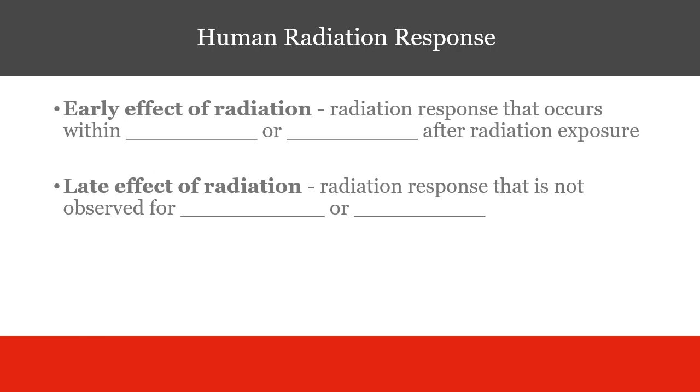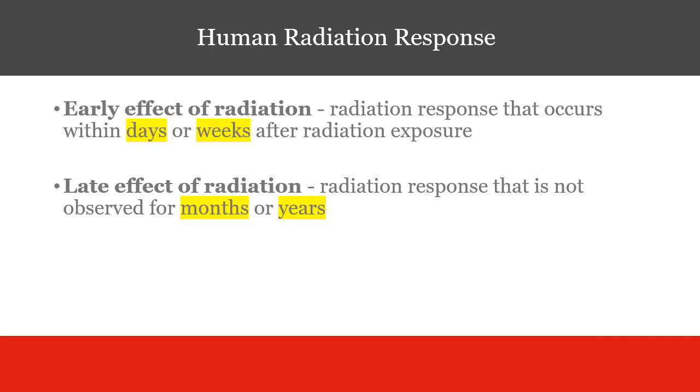Human responses can either be early or late. Early effects of radiation versus late effects are both radiation responses, but they're not occurring within a certain time frame. Early effects of radiation are radiation responses that occur within days or weeks after radiation exposure, while a late effect is a radiation response that is not observed for months or years. An example of an early effect is erythema, and an example of a late effect would be cancer or leukemia.